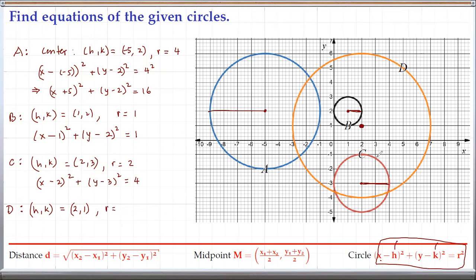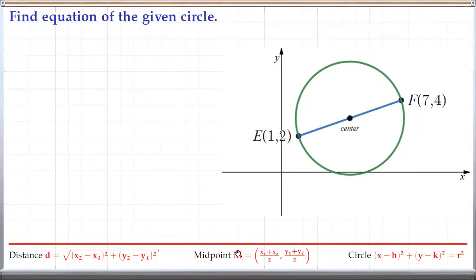And the radius is the distance from center to a point on the circumference of the circle. So 1, 2, 3, 4, 5 units. Radius is 5. And we can again quickly write down the equation of the circle. So x minus 2 squared plus y minus 1 squared equals 5 squared, which is 25. This is the equation of the fourth circle. So we got the equation of all of these circles.